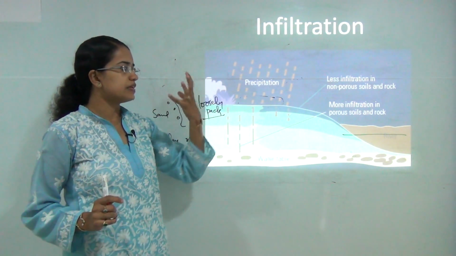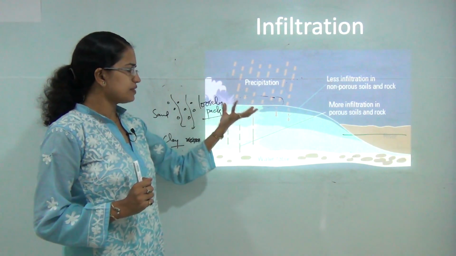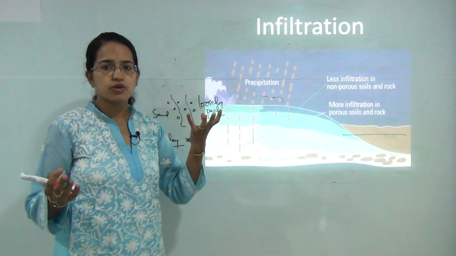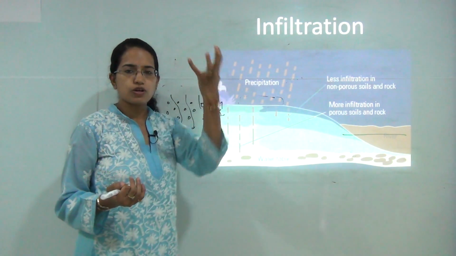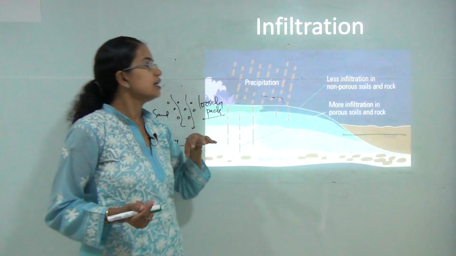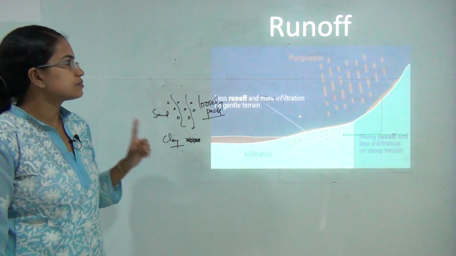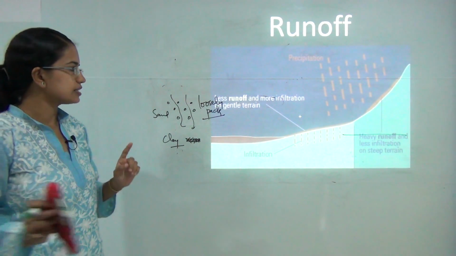Again, the amount of vegetative cover governs the infiltration. If there is a lot of vegetative cover, the amount of water that is percolating down or being absorbed by the soil would be affected by it. The next process is runoff. That's the final process that we would be understanding.